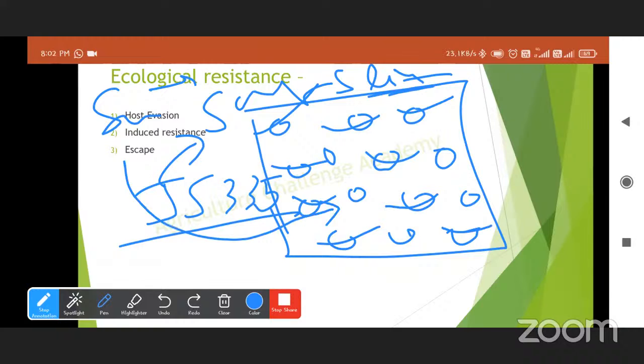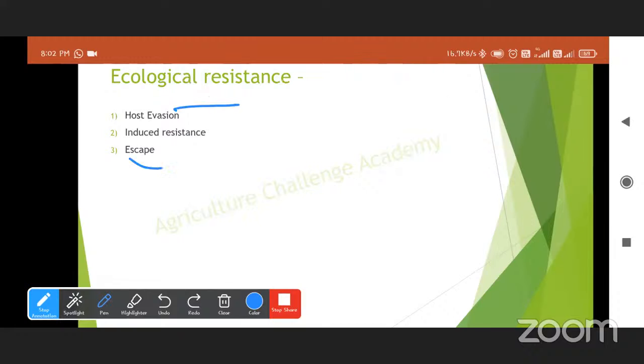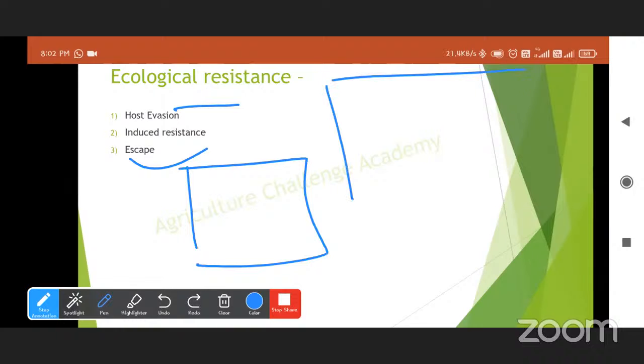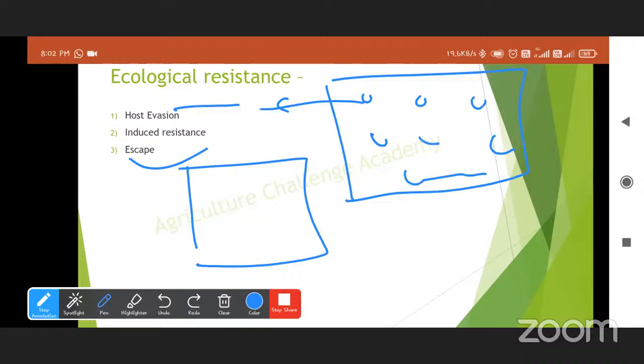Now, many people get confused between these two terms, host evasion and escape. What is the difference? When I am explaining, you will be getting the same concept. In host evasion, just consider this is a plot and there are plants, and the plants were able to pass the most susceptible stage very quickly. So in one sense they are escaping the damage, and in escape also it is happening.